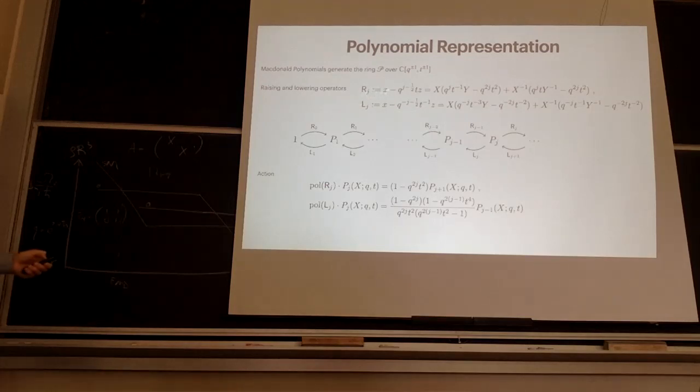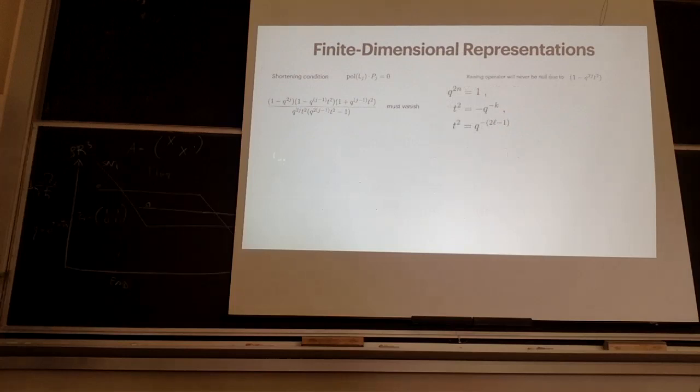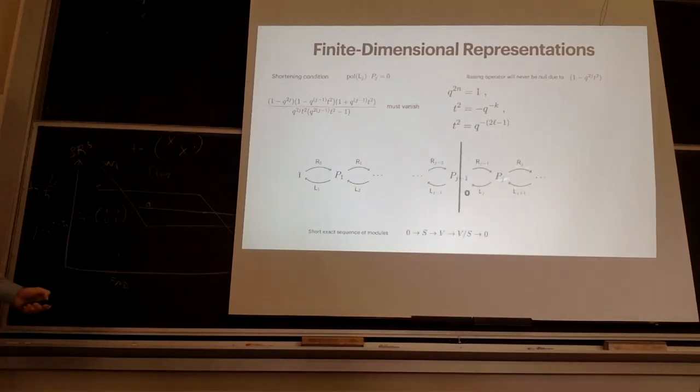Anyhow, R_j is this combination of X and Z, and L_j is a different combination of X and Z. If you hit polynomial P_j with R, you get this factor times P_{j+1}. If you apply the lowering operator, you get a rational function times P_{j-1}, and this rational function can vanish. If it does, then going from P_j to P_{j-1}, you apply the lowering operator and you get 0. This way you cut your module into a submodule S, and there's a factor module, which has dimension j. It's a representation of dimension j.